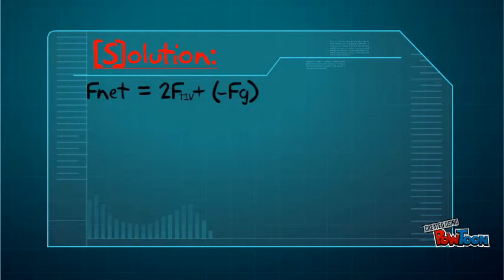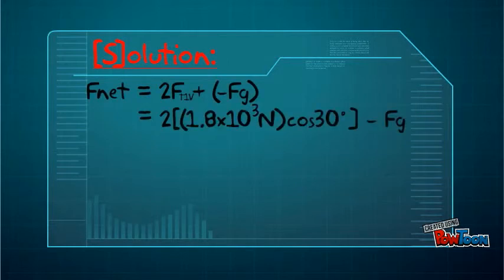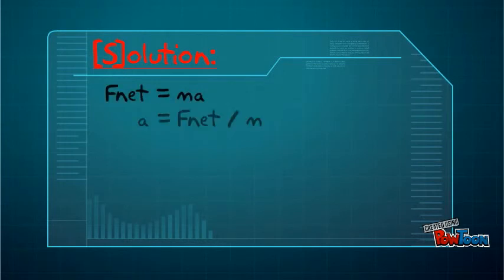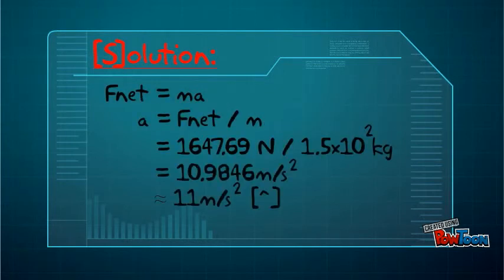Next, we plug in our values into our equations. And following through with the math, we get 1,647.69 newtons upwards. Rearranging the FNet formula for acceleration, we again plug in the numbers and round off to 11 meters per second squared upward.